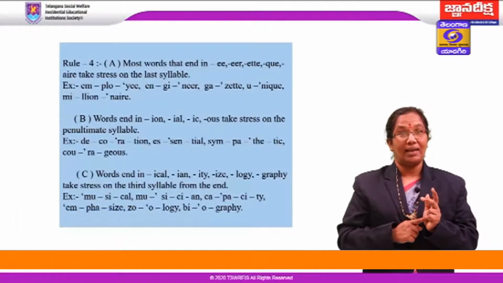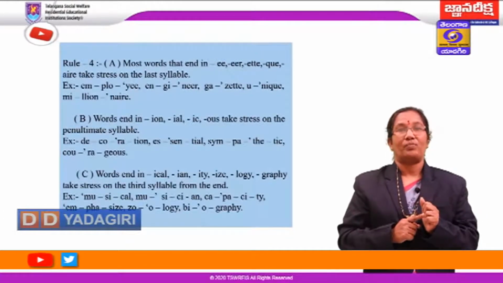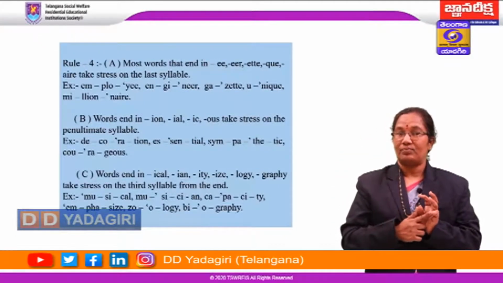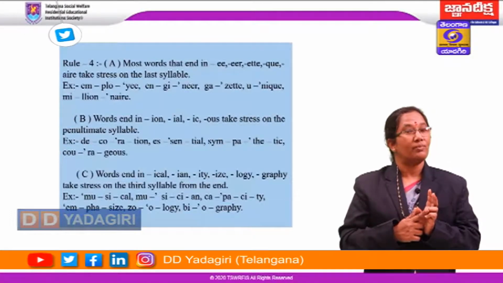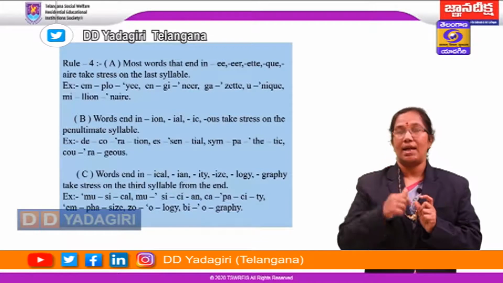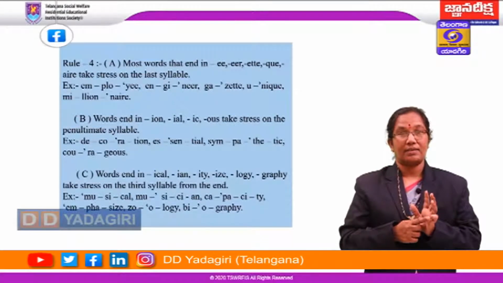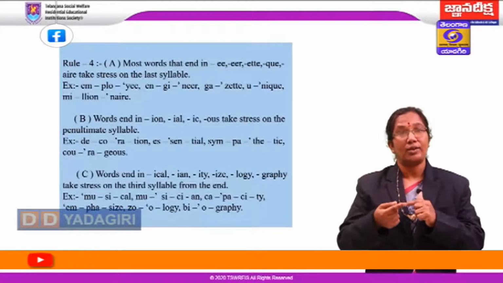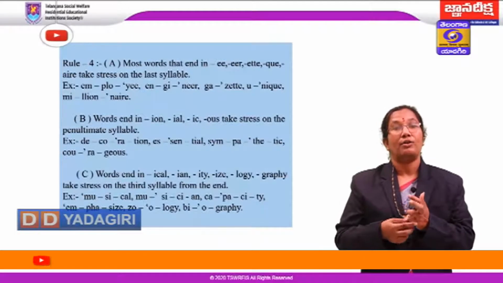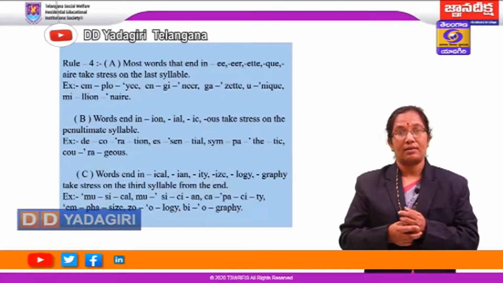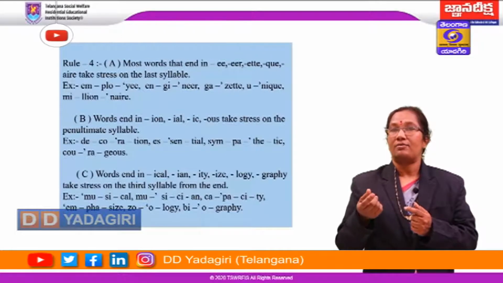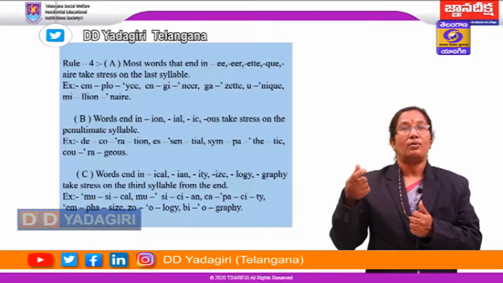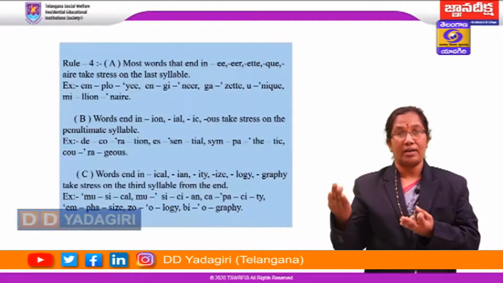Decree, degree, employee. What is the word with the EER suffix? Engineer, millionaire. And what is the word with the ETTE ending? Gazette, cassette, like that. And what is the word you can identify with the QUE ending? Unique, mask. And the last suffix you have is AIRE. Here you have words like millionaire, billionaire, trillionaire.